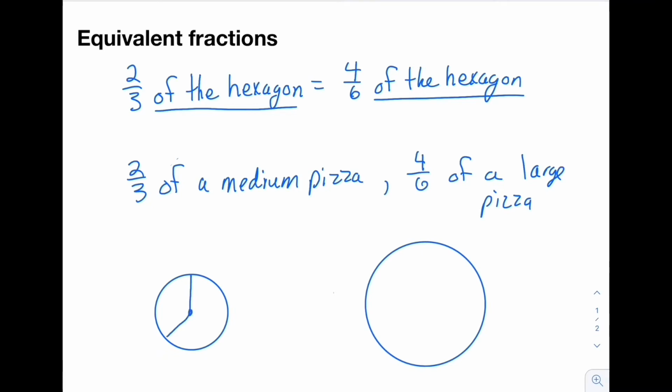Doing an approximation of my thirds and my sixths, I can shade in the 2/3 and shade in the 4/6 and clearly see that these do not represent the same quantity. So in this case, 2/3 is not equivalent to 4/6 because we have a different reference whole.